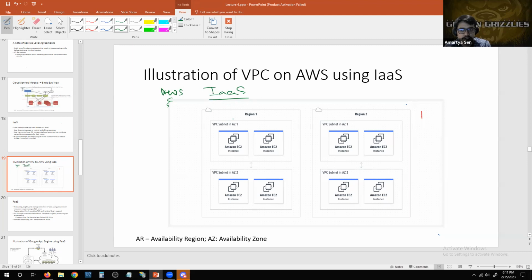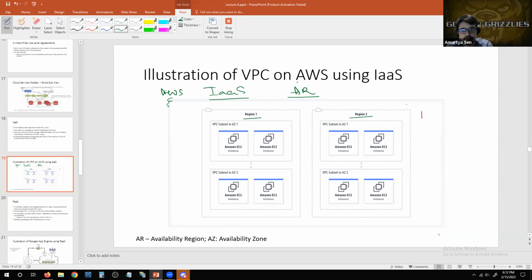And what this does is that when you go to AWS, in order to create this infrastructure as a service, or request provisioning of infrastructure as a service, the first few things that you need to keep in mind is, what are the availability regions, or the AR? So that is what this region 1, region 2 is essentially reflecting, right? So availability regions are basically entire continents, right?